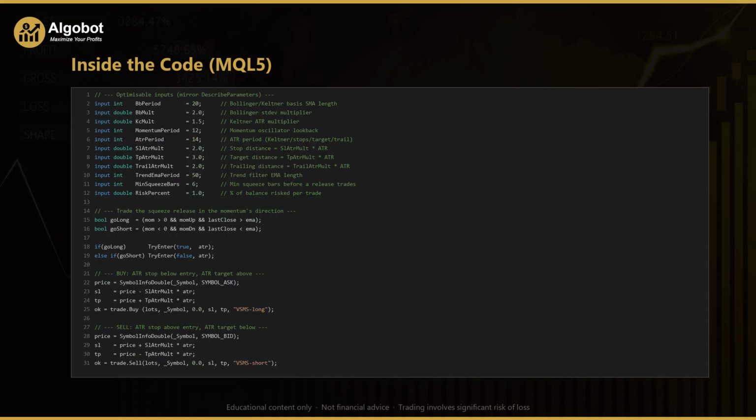TrendEMA period is the trend filter length. MinSqueezeBars is the minimum squeeze duration, and risk percent is the share of balance risked per trade. Below the inputs are the two signal conditions.